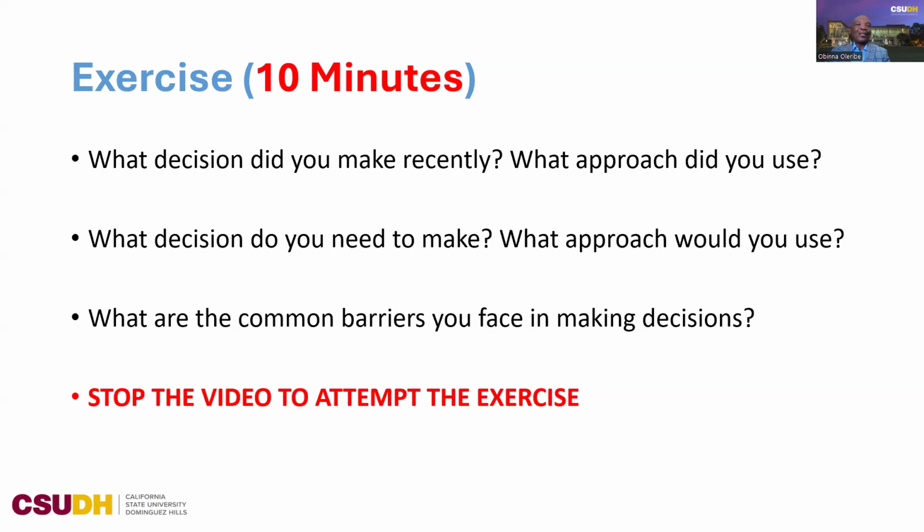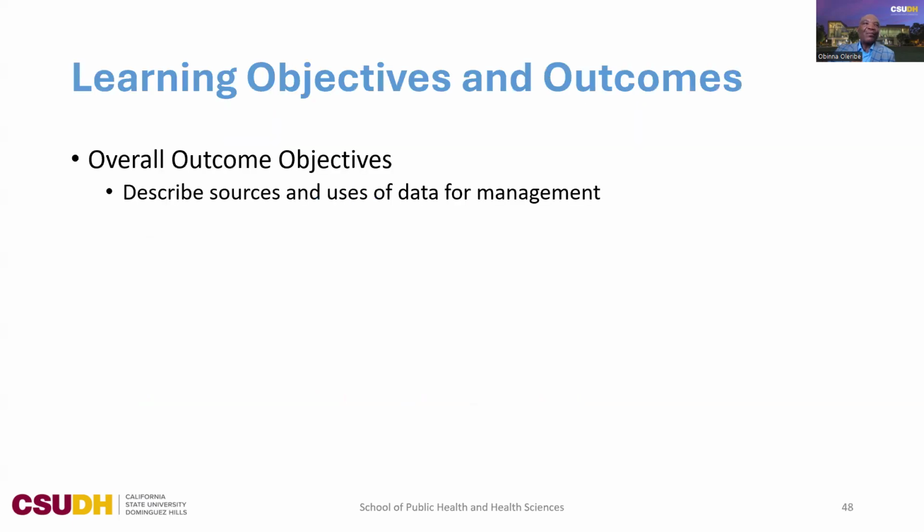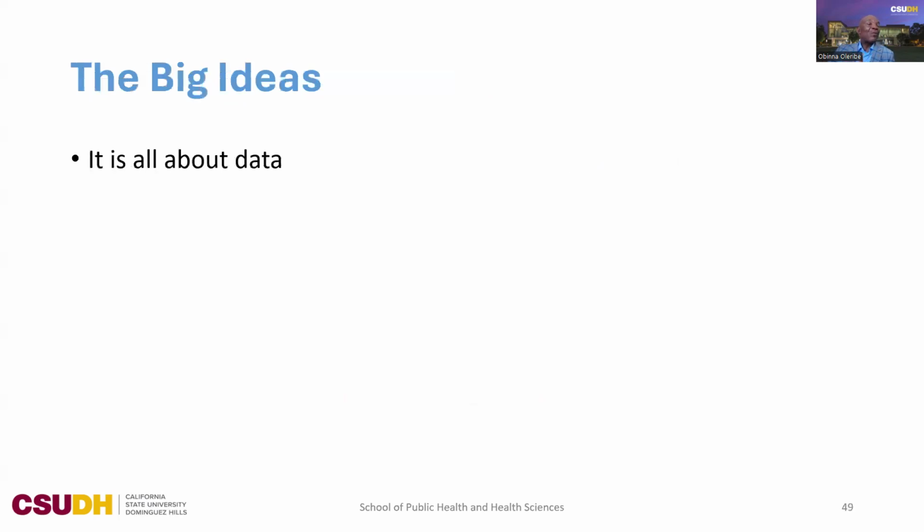All right, welcome back. Now that you have been able to solve problems and make decisions, let's look at the factors you need to solve problems and make decisions. One of the fundamental factors is data and knowledge. You need the right kind of data, and you need access to knowledge to solve problems and make decisions. So, friends, it's all about data.